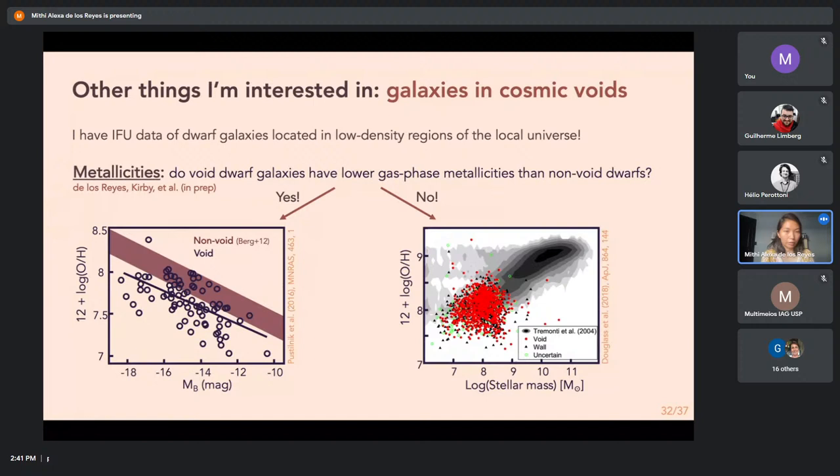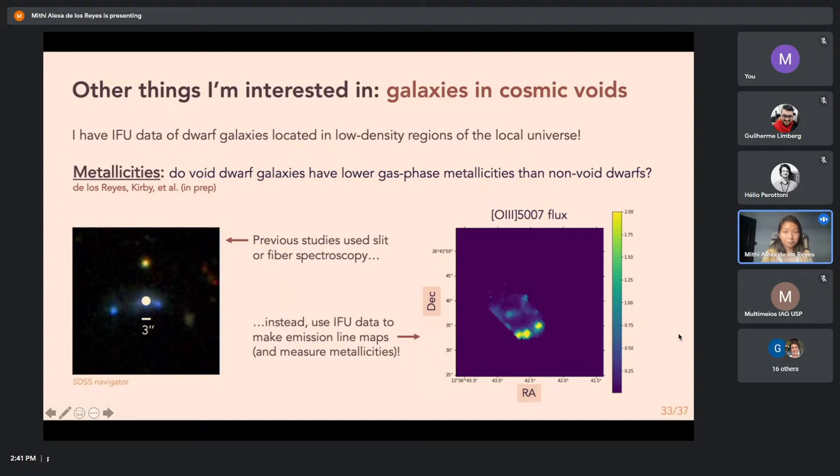There have been a number of conflicting reports about whether or not void dwarf galaxies have lower gas phase metallicities than non-void dwarfs. But almost all of these studies have used fiber spectroscopy, mostly SDSS, the Sloan Digital Sky Survey, and these fiber spectra really only sample the light from part of these galaxies. So IFU data will allow us to measure metallicities across the entire galaxy, as shown here. The goal is to instead make emission line maps and measure integrated gas phase metallicities across entire galaxies.